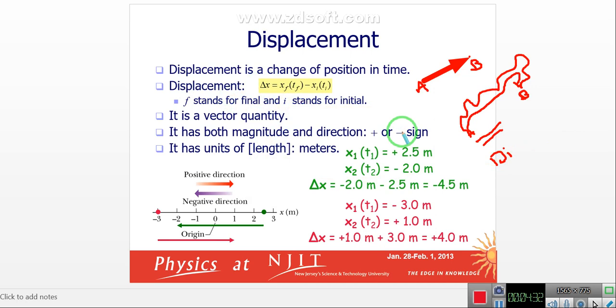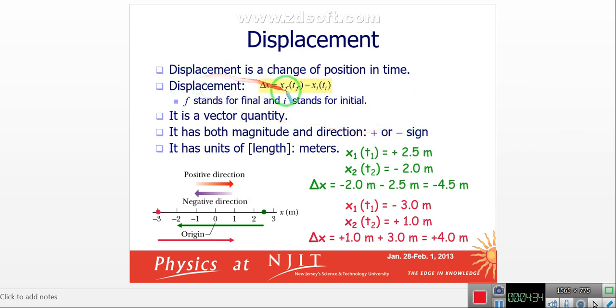Displacement is a change of position over time and can be represented by 2 points, x2 minus x1. So x1 and x2, what is your displacement? The change, so subtract x2 minus x1. That will be your displacement. One thing to keep in mind, in a displacement, as you saw before, it is directed.